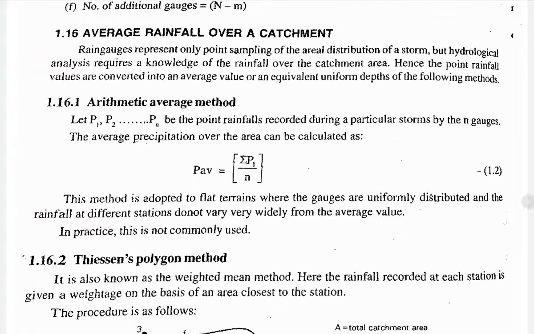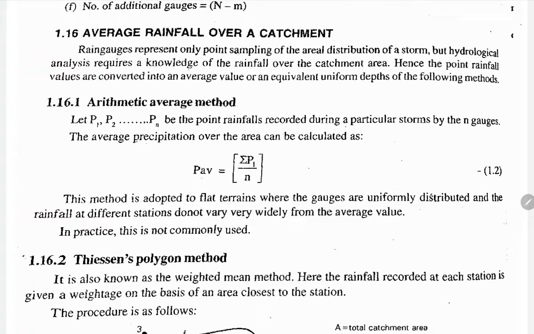Here the different rain gauges are denoted as P1, P2, P3, which are the rainfall points, or precipitation 1, 2, 3, based on the number of rain gauges. For example, P1 is the precipitation at the first station, P2 is at the second station, and Pn is at the nth station, depending on how many rain gauge stations you have provided. Based on that, we take the average of these rain gauges.